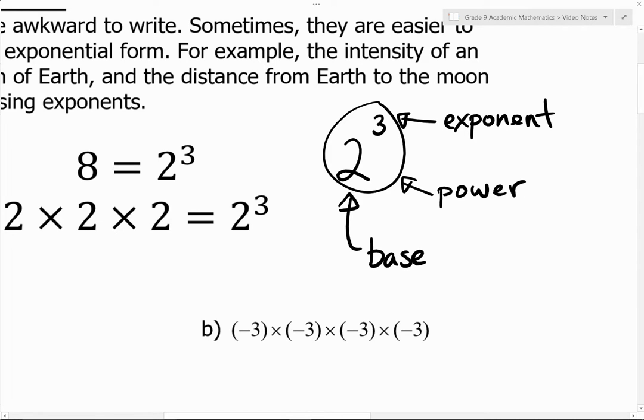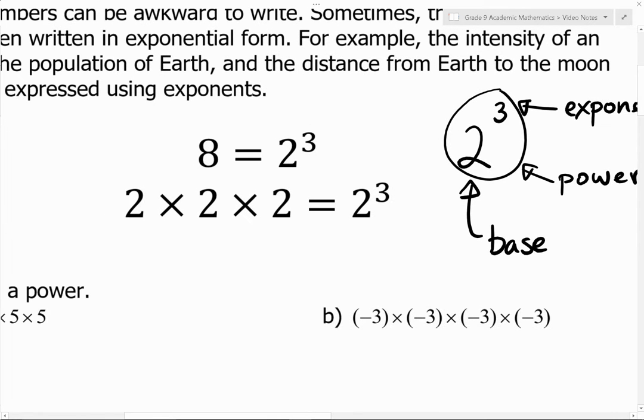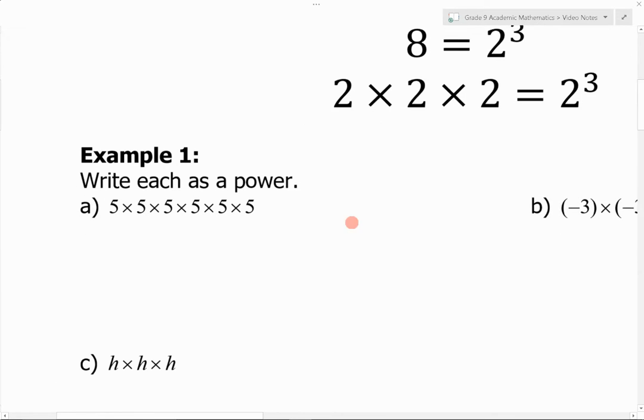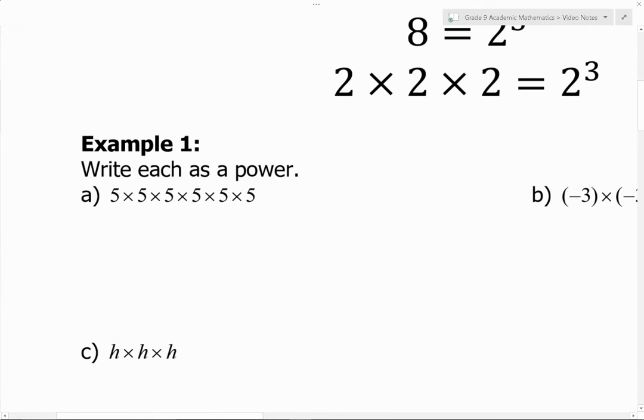Now, why can we write 8 this way? Well, we can break it down into 2 times 2 times 2. 2 times 2 is 4, times 2 again is 8. And so 3 of these 2s, I can say this as 2, this is my base, the number that we're multiplying. And how many times are we multiplying it? 3, the exponent. So 2 to the exponent 3. The idea is, how do we express this long chain of numbers being multiplied as a single exponent, as a single power?